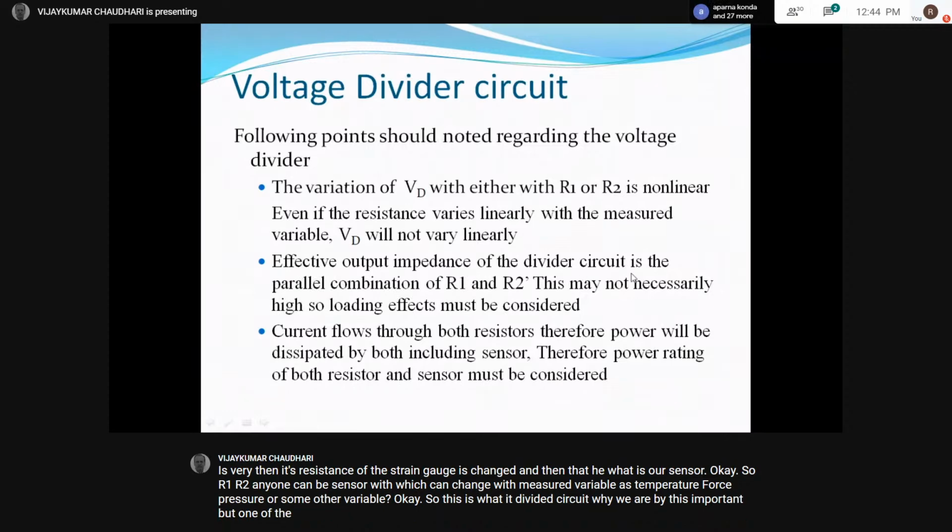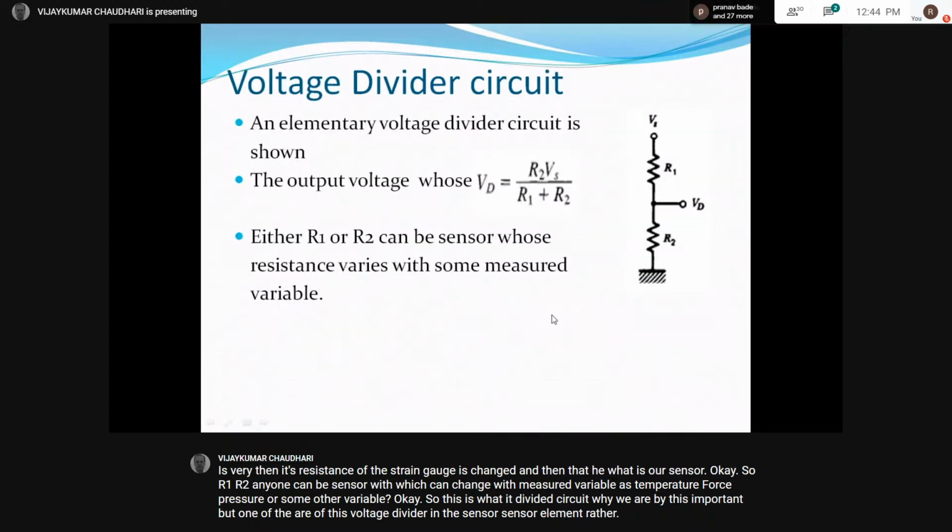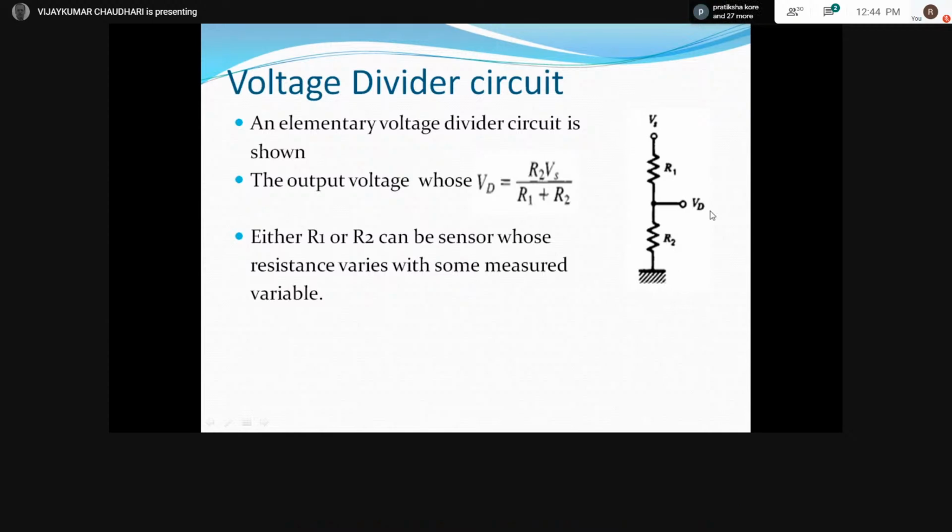The effective output impedance of the voltage divider circuit is the parallel combination of R1 and R2. This may not necessarily be so high, so the loading effect must be considered. What does it mean? Consider this circuit. What is the output resistance or output impedance between VD and ground? This point is say X and ground. We have to calculate RTH then. How to calculate RTH?